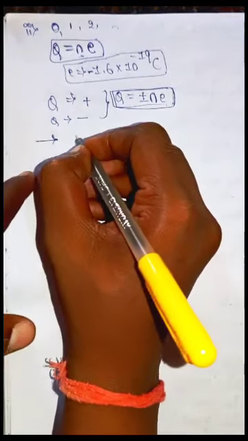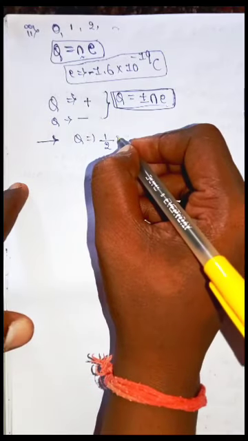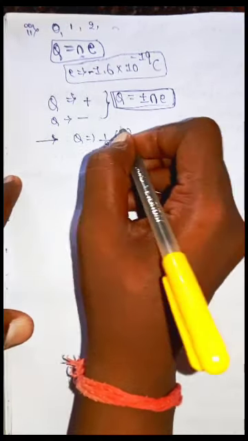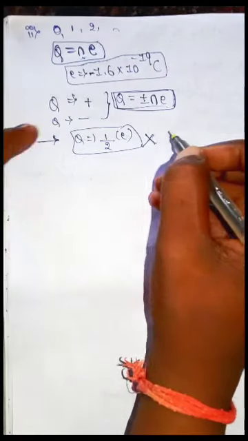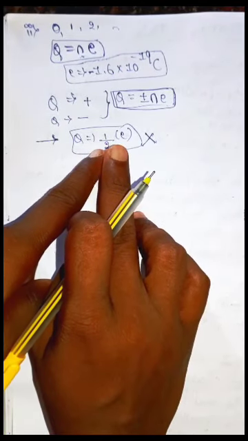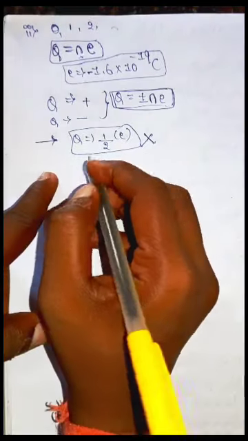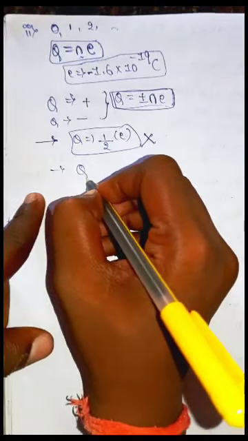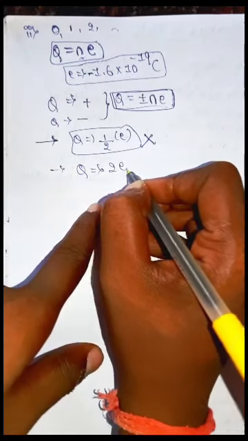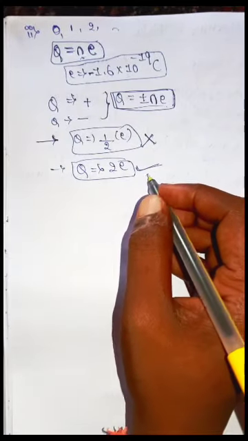If a body contains a charge of 1 by 2 of the charge of an electron, no, this is wrong. Charge cannot be in terms of a fraction or decimal. If a body contains 2 times the electron's charge, it may be correct.